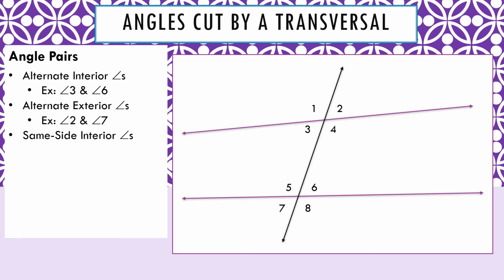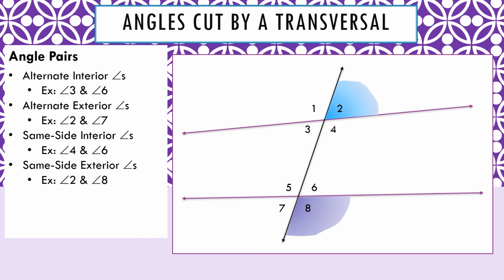Same side interior. Now interior means inside, same side, obviously it's going to be on the left or the right side of a transversal. So you can do 4 and 6, or 3 and 5 would also work. Same side exterior, so that's on the outside, but it has to be on either the left or the right. So an example would be either 2 and 8, or you could do 1 and 7.